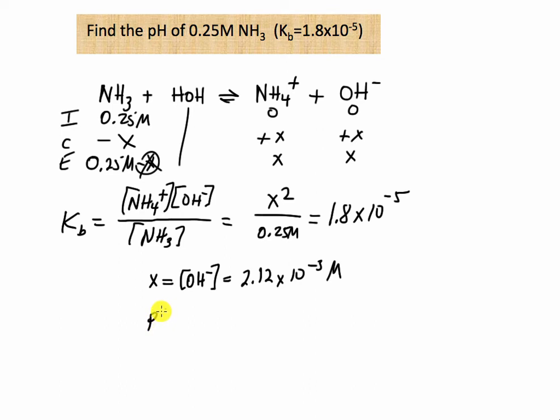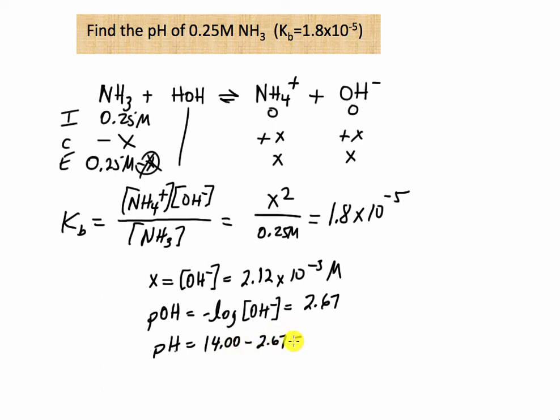I can find the pOH of this by taking the negative log of my hydroxide concentration. And if you want, you could find the hydrogen concentration and then take the negative log for the pH. But I tend to like to do it this way. 2.67. And then to find my pH, I just do 14 minus 2.67. And that would give me 11.33. And there is my pH of a weak base, in this case the ammonia, at a quarter molar.